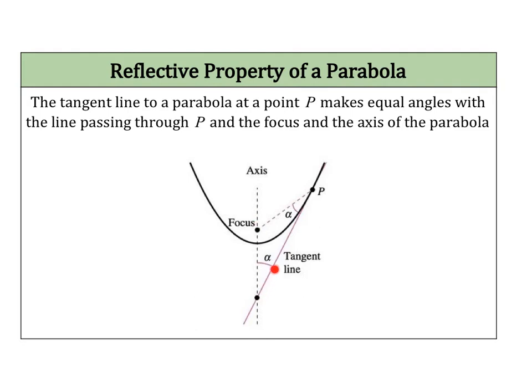Now, if you look at this triangle that's created right here, you might notice that it's an isosceles triangle, which means that these two legs of your triangle are also going to be congruent. So we can use this information to help us actually create this tangent line equation.